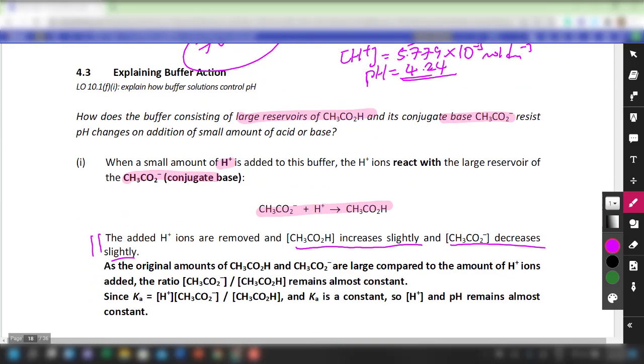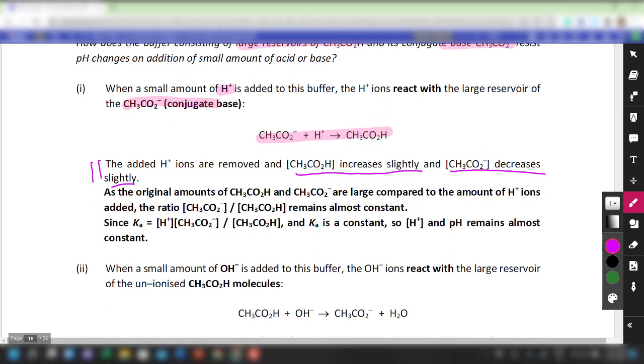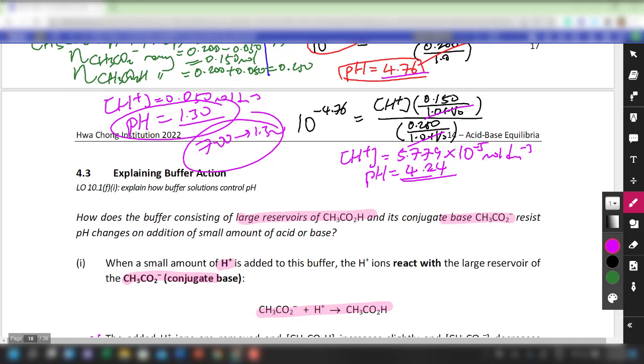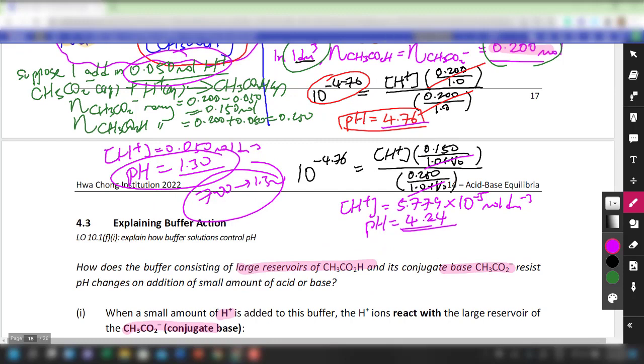to appreciate. So we can say that this particular ratio remains relatively constant, and therefore the H+ will remain relatively constant. But of course, if the amount is quite significant, then the ratio will change substantially, and then the pH will change, but it will not be a drastic change like when you add 0.05 moles of H+ to pure water.